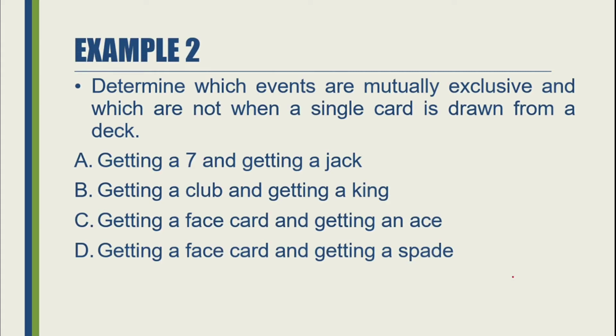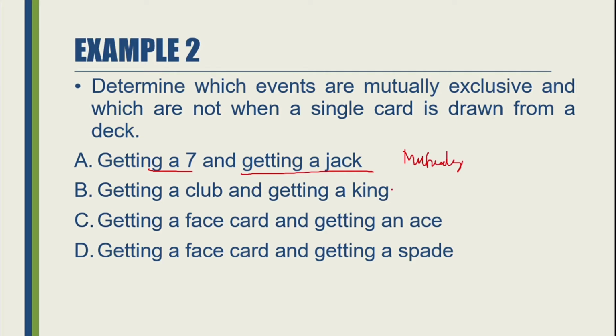Determine which events are mutually exclusive and which are not when a single card is drawn from a deck. For example, letter A, getting a jack and getting a 7. This is mutually exclusive because jack and 7 are separate probabilities. There is no common element. Letter B, getting a club and getting a king.